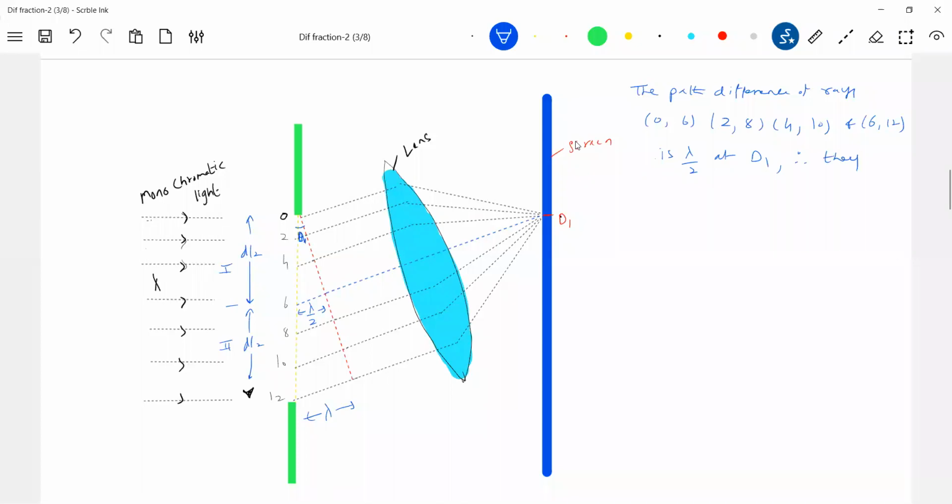Therefore, they undergo destructive interference. If they undergo destructive interference, what happens? The light will cancel out. Hence darkness is formed at the first minima. They undergo destructive interference. Hence no light at D1.